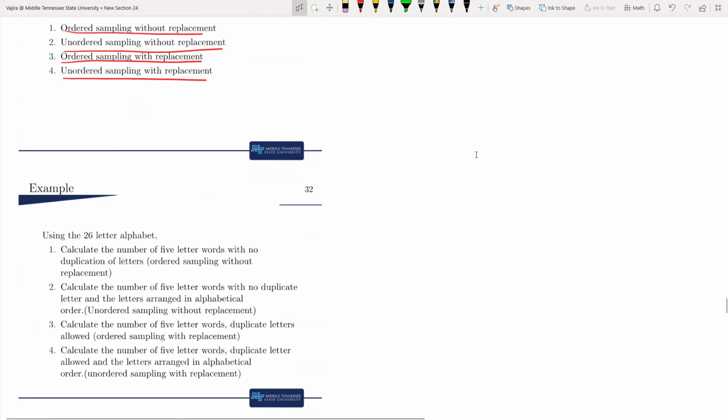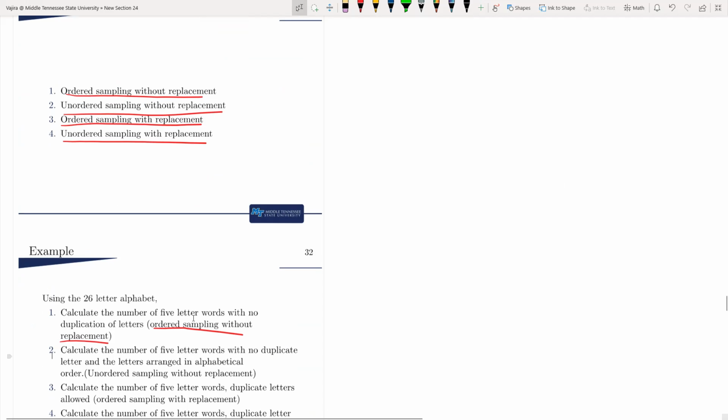So let's say the first question: calculate the number of 5-letter words with no duplication of letters. So we want to answer this question. This is ordered sampling without replacement. So no duplicates, and 5-letter words. We want to know how many outcomes are possible.